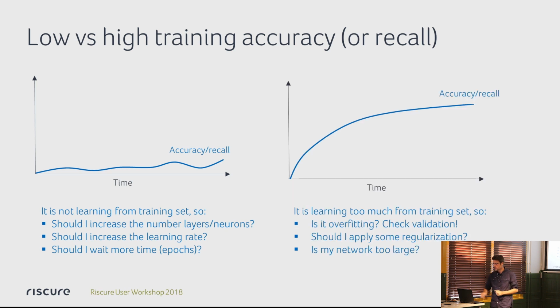If you do some modification and you see that the accuracy is now really high, then you also need to check: is my model overfitting the data? It means that it will not generalize. Or should I apply some regularization? That is something I will also speak about today. And is my network too large? There is some balance, and you need to converge to something in between.